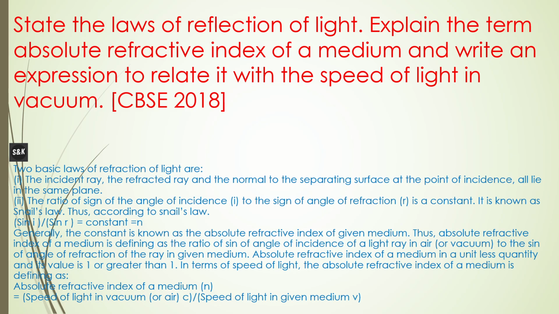Generally, the constant is also known as the absolute refractive index of a given medium. Thus, the absolute refractive index of a medium is defined as the ratio of the sine of the angle of incidence of a ray of light in air to the sine of the angle of refraction of a ray of light in the given medium. The absolute refractive index of a medium is a unitless quantity and its value is 1 or greater than 1. In terms of the speed of light, the absolute refractive index of a medium n equals the speed of light in vacuum upon the speed of light in the given medium.